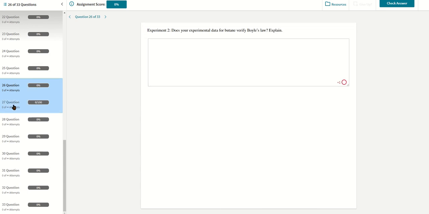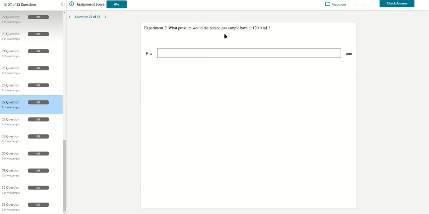And then you can write a sentence or two about what you think, whether this data verifies Boyle's law or not. And then these are some questions you can answer based off of your trend line. So the good thing about having that trend line is you can plug and chug, right? And you can plug in any X value that you want, or solve for it. You can also solve for these just using P1 V1 equals P2 V2. There you go.